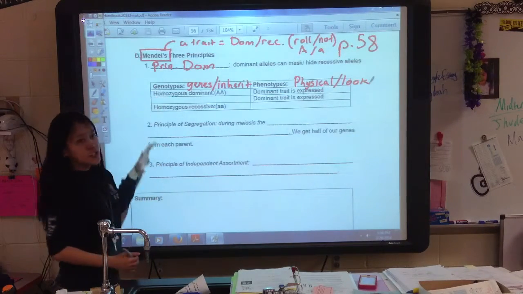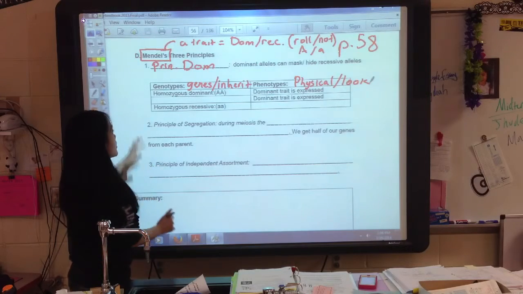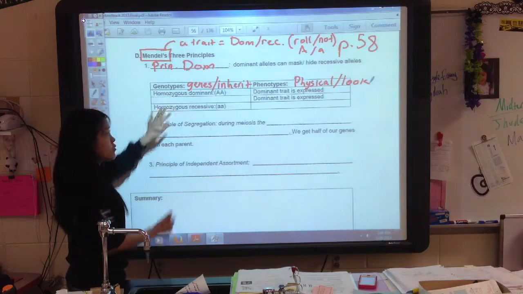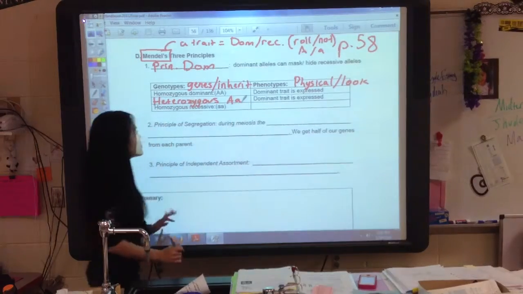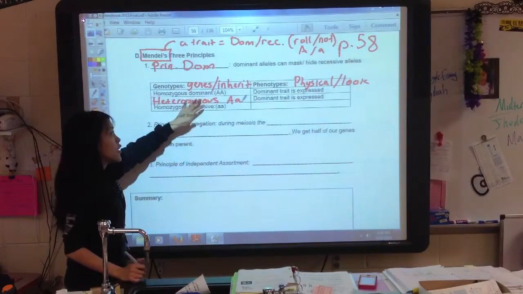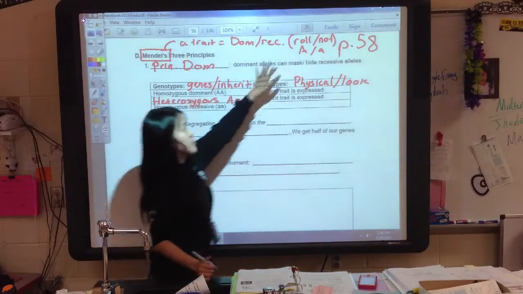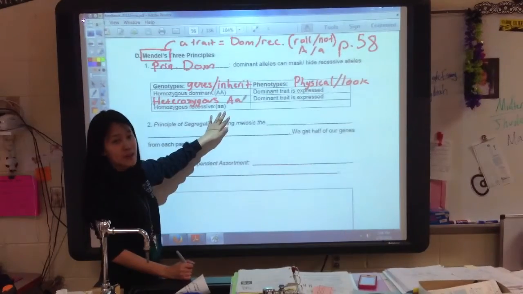To describe our genotype, there's 3 different terms that we need to know. We need to know homozygous. We also need to know heterozygous. And please copy these notes if you're missing them. And we also need to know dominant and recessive. Okay? We already talked about how dominant means you have a big letter. And recessive means you have a lowercase letter.